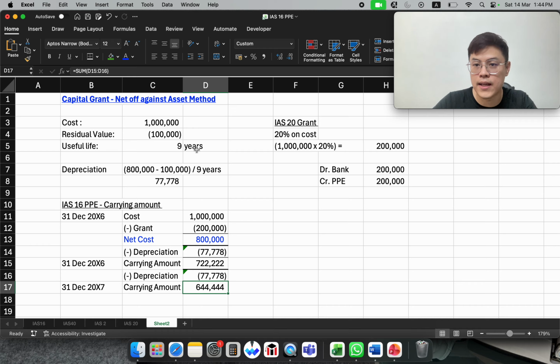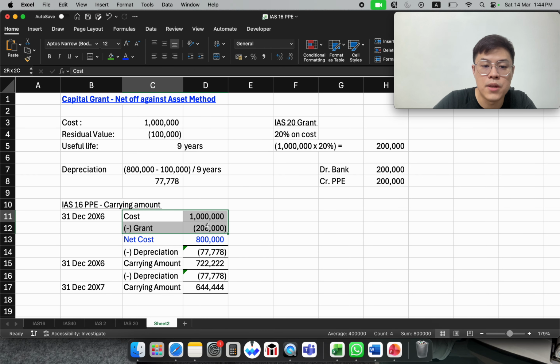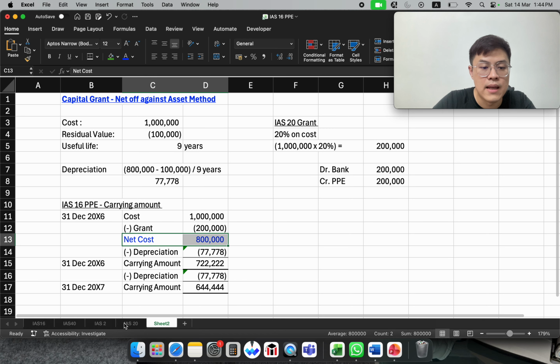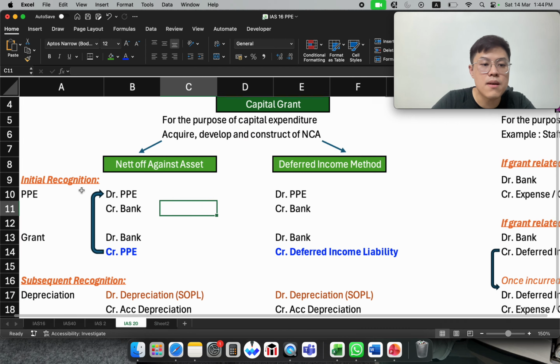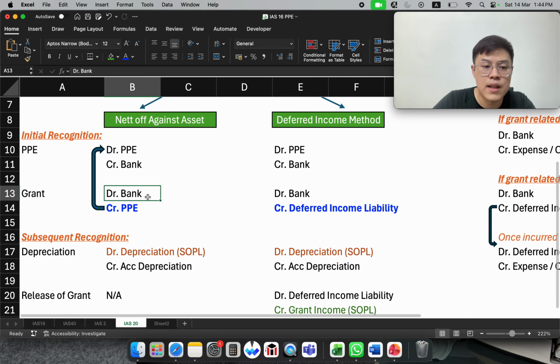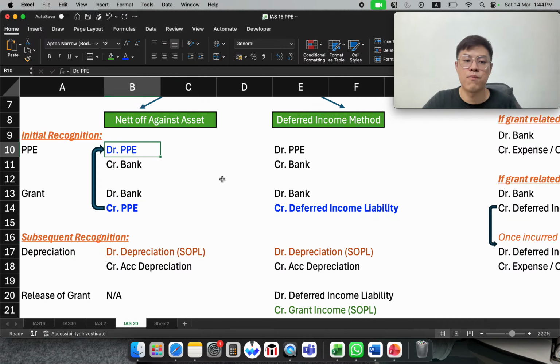So this is the net off against asset method. We straight away treat this grant as a discount or rebate to reduce the cost, and we depreciate based on the cost after the grant. In the initial measurement of the grant, you debit bank, credit PPE. So as you can see, this credit to PPE is the reduction of the cost of PPE.